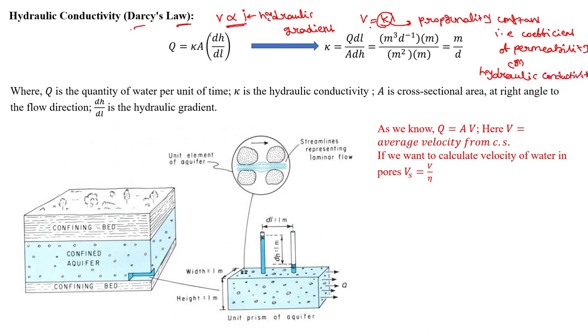Okay, so as we know, this is the final form of Darcy's law. Q equals K, the hydraulic conductivity, into A, the cross-sectional area, into dH by dL, which is nothing but the head loss per unit length. Suppose our interest is to estimate the coefficient of permeability or hydraulic conductivity, we can reshuffle the terms. In this way you can get it has units of meter per day, or mm per day.